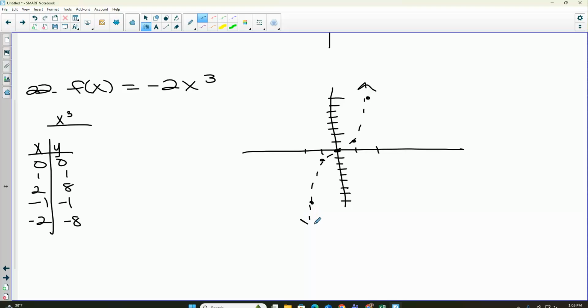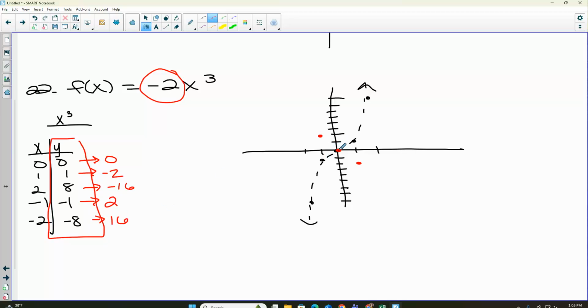If you can't remember what the transformation is, here's what I want you to look at. The negative 2 is on the outside. I always said outside changes y, and it does what it says. So it's going to take these y's times negative 2. 0 times negative 2 is still 0. 1 times negative 2 is negative 2. 8 times negative 2 is negative 16. I'm not going to graph that one. Negative 1 times negative 2 is 2. Negative 8 times negative 2 is 16.